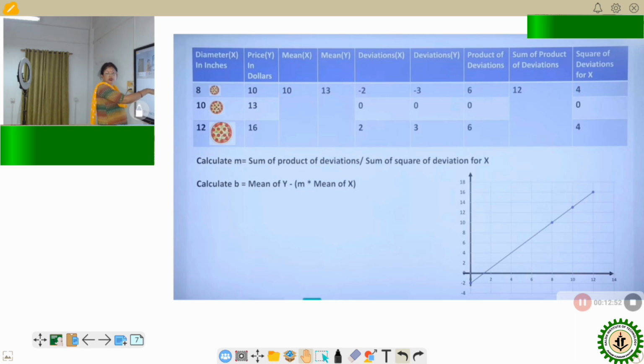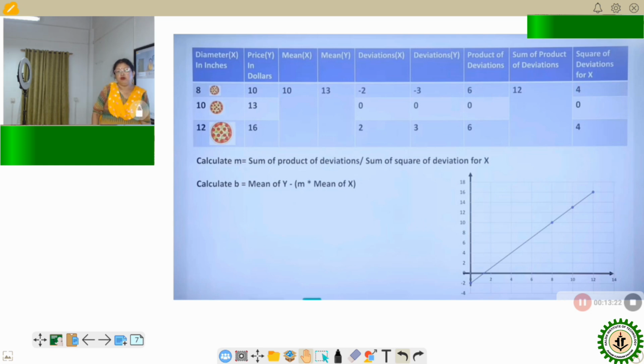Then we calculate b equal to mean of y minus m into mean of x. Mean of y means 13, minus m, which is 1.5, into mean of x, which means 10. Then we calculate the b point.